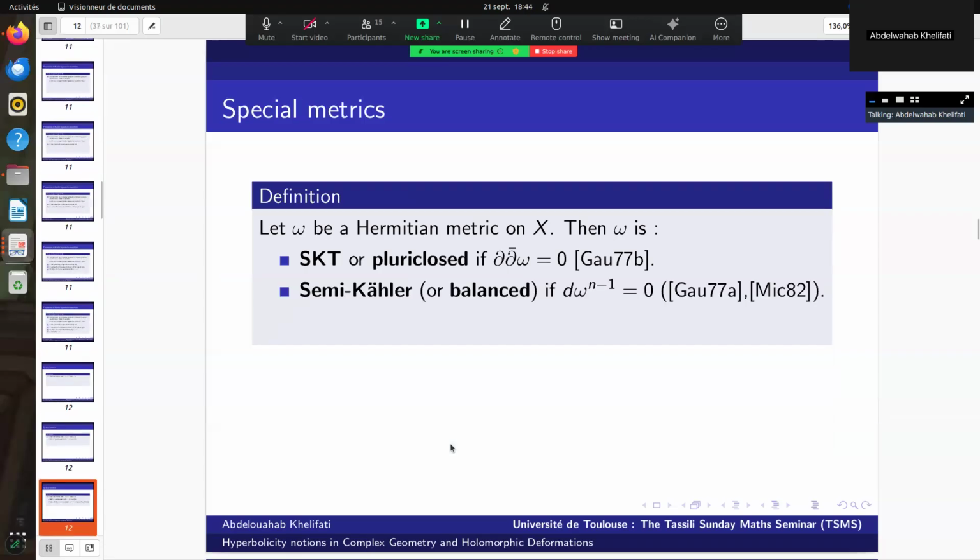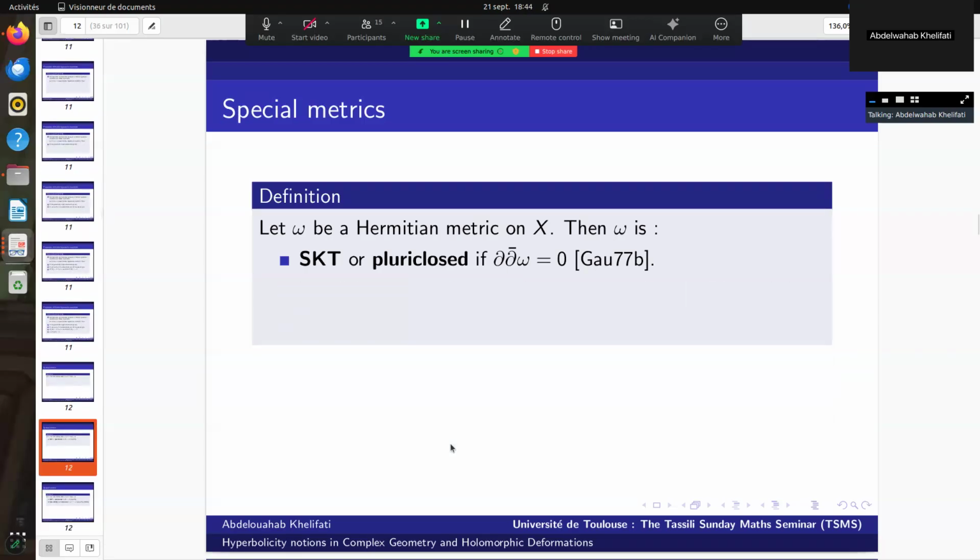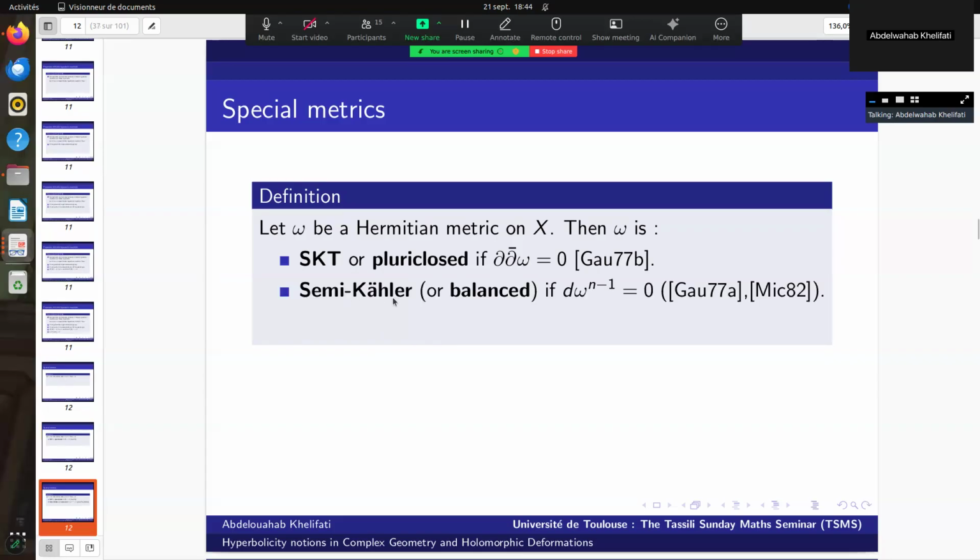what one can do is try to generalize this definition even to the non-Kähler setting. So let us recall some definitions of special non-Kähler metrics. A Hermitian metric is SKT or Pluriclosed if it satisfies ∂∂̄ω = 0. Semi-Kähler or balanced if d of ω^(n-1) is 0. And this notion introduced by Popovici, which is called strong Gauduchon, is if ∂ of ω^(n-1) is ∂̄-exact.